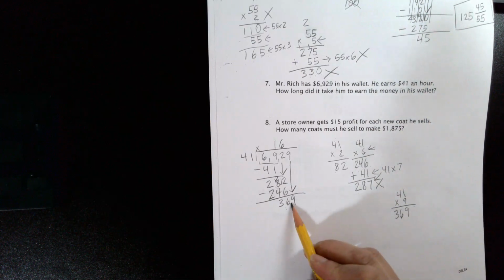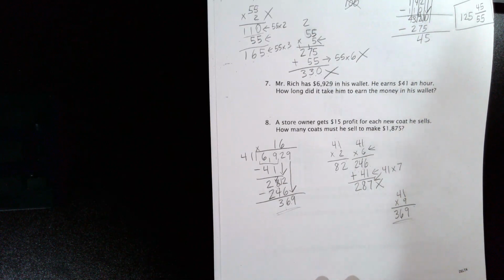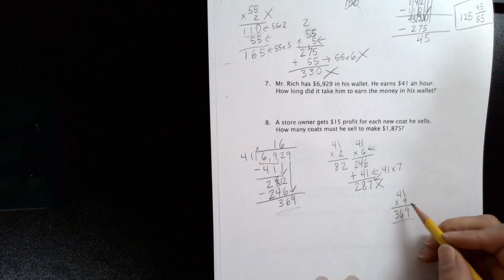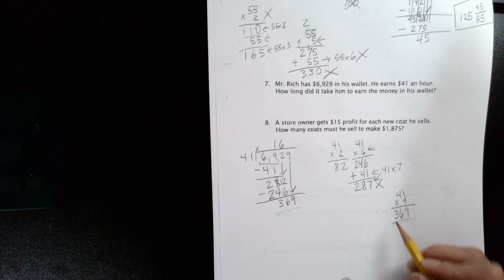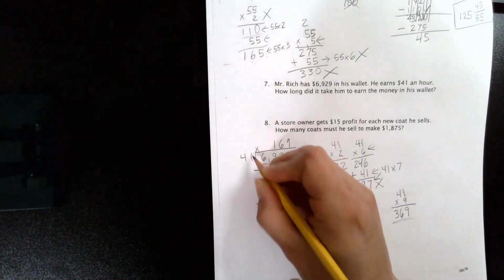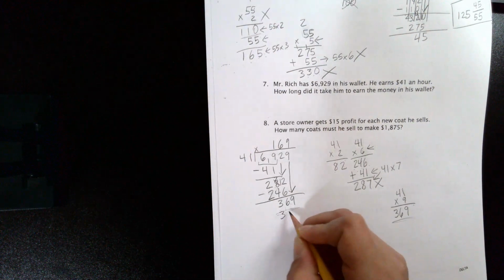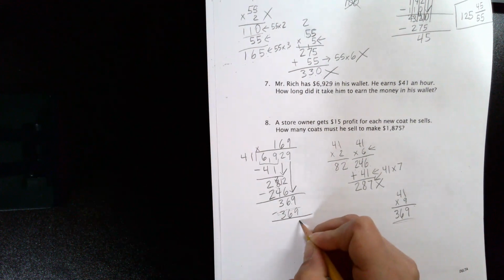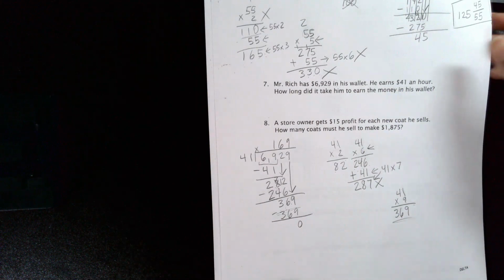Perfect. It fits in exactly enough to fill this out with no remainder. So we know that 9 times 41 is exactly 369. So we go ahead and move our 9 over. 9 times 41 is 369. Subtract, 0. Oh, that was a perfect one.